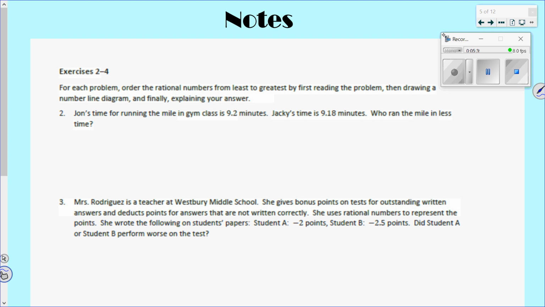Okay, here, for each problem, order the rational numbers from least to greatest by first reading the problem, then drawing a number line diagram, and finally explaining your answer. So there are several parts to this, aren't there? Okay? This is where we moved you guys into groups. One advantage of that is we're going to allow you guys to talk with each other and work together on these. Okay?